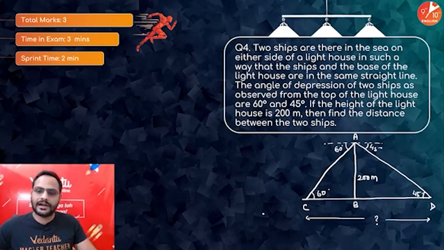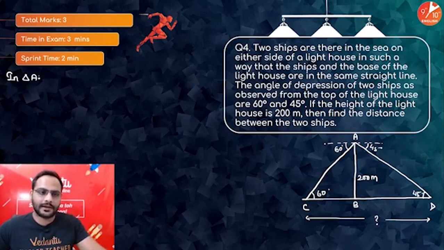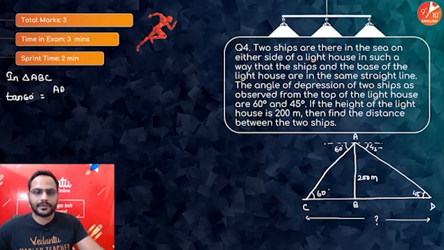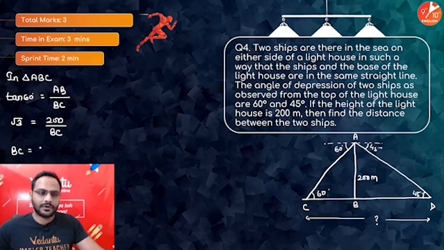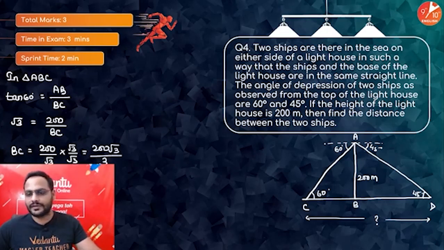So first I can start with triangle ABC. So if I look at triangle ABC, you'll see that tan 60 degree will be equal to AB upon BC. Tan 60 is root 3. AB we know is 200 upon BC. You got BC is equal to 200 by root 3. If you want, you can rationalize it as well. So finally your answer is 200 root 3 upon 3. This is your length of BC.